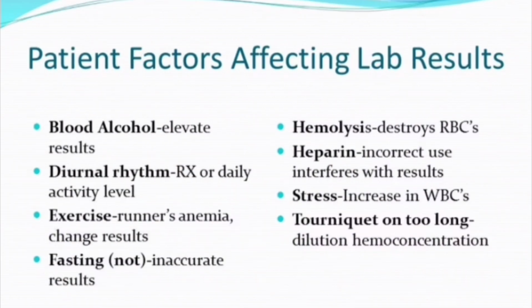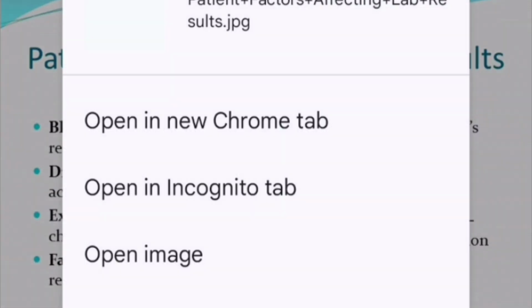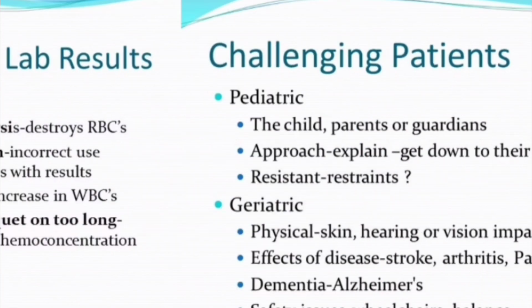Patient factors affecting the lab result. Blood alcohol elevates the result. Diurnal rhythms, medications, daily activity level. Exercise, runner's anemia, change the result. Fasting can give an inaccurate result. Hemolysis destroys the RBCs. Incorrect use of heparin interferes with the result. Stress increases WBC. A tourniquet on too long causes hemoconcentration.